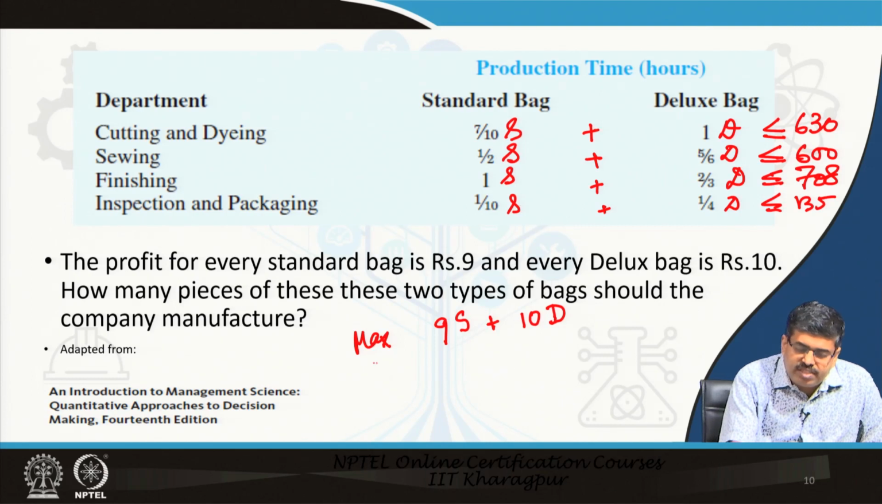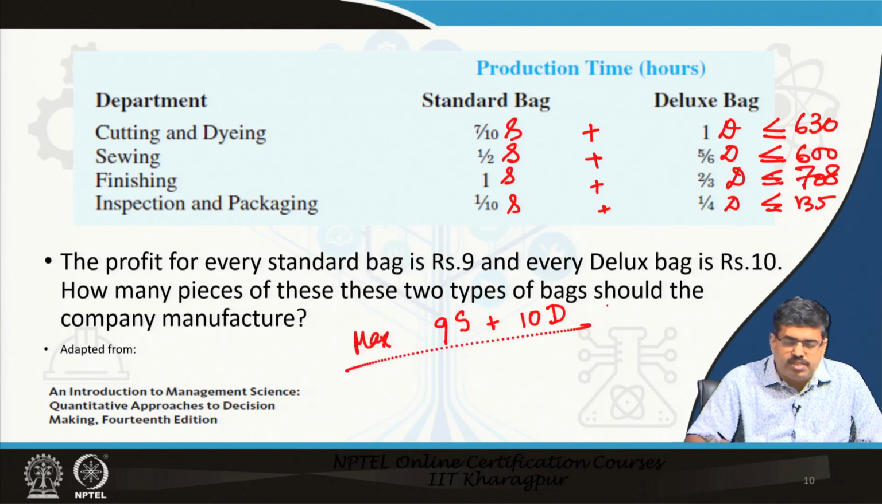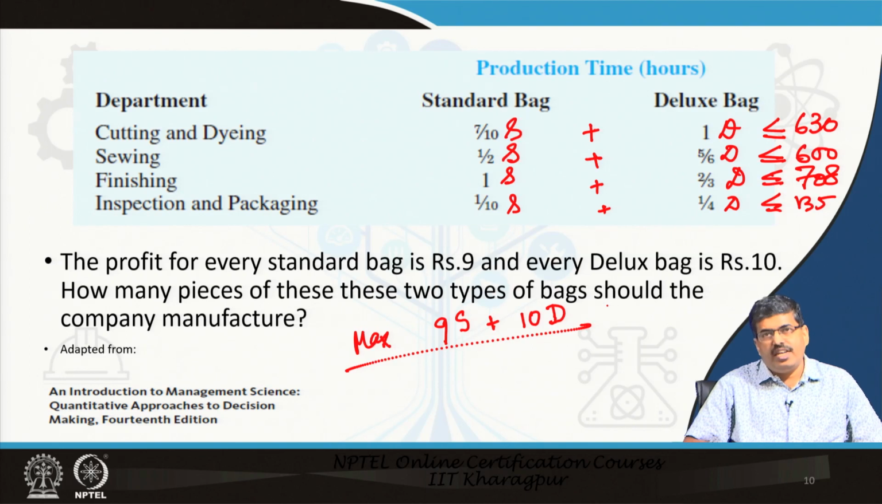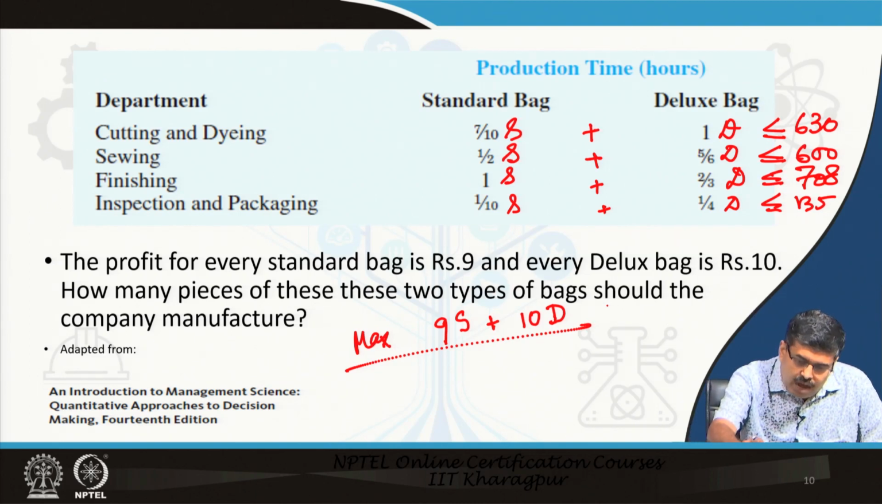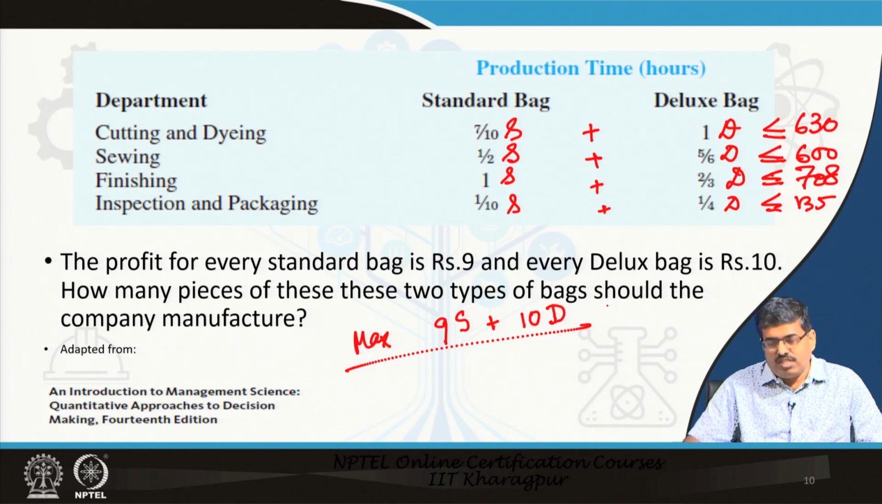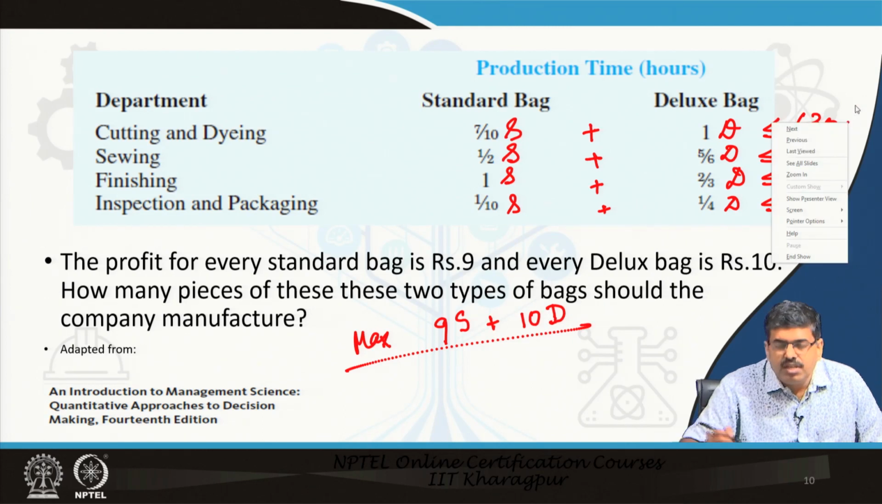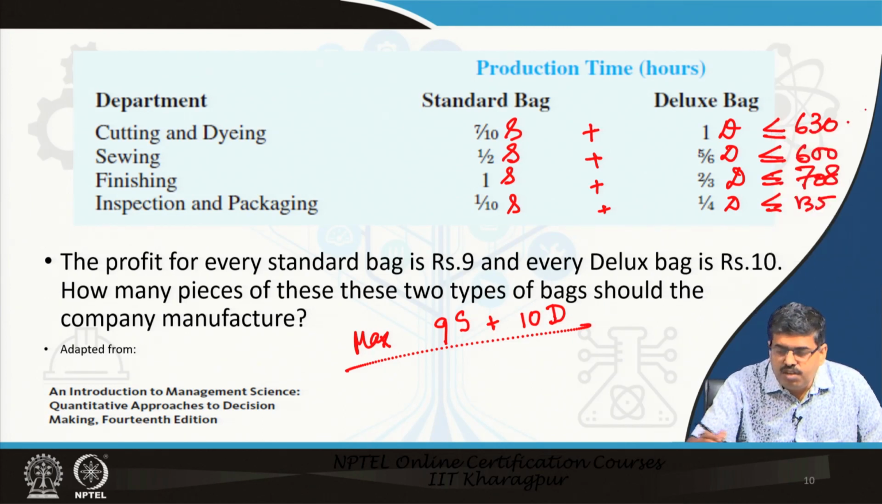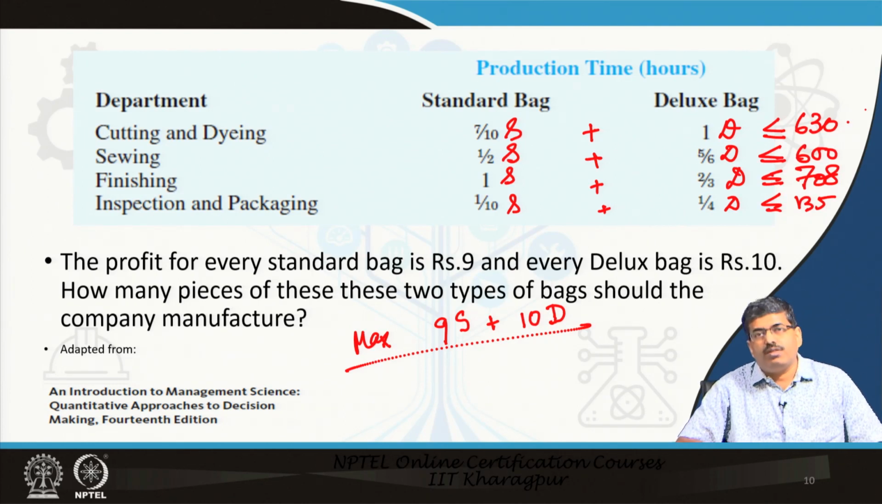My model is maximize 9S plus 10D, subject to 7/10 hour per bag into S number of bags manufactured plus 1 hour per bag into D number of bags manufactured, and so the total hours available is 630. So, this is my linear programming model.